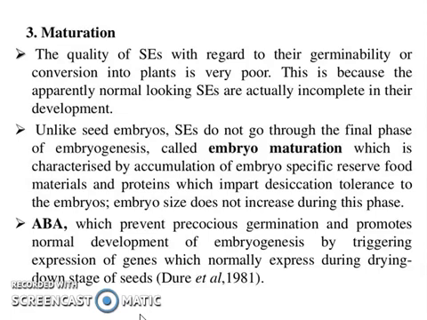Next, abscisic acid also prevents precocious germination and promotes normal development of embryogenesis by triggering expression of genes which are normally expressed during the drying down stage of seeds.